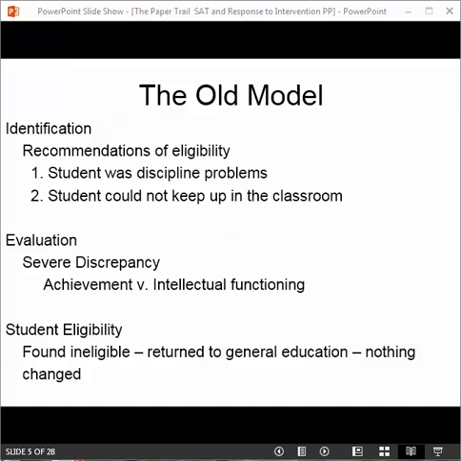So in the old model, just to look at it, there was identification, a recommendation of eligibility. The student maybe was a discipline problem or couldn't keep up in the classroom. So oftentimes the evaluation came about if there was a severe discrepancy, a big gap between achievement and intellectual functioning. The student might be found eligible, but if they were found ineligible, they were returned to the general ed classroom and then nothing changed. They didn't get any extra help or supports. So they continued to fail.